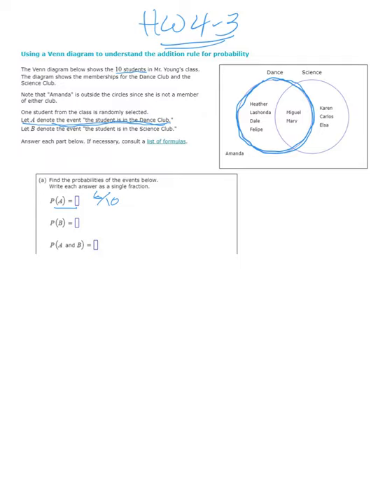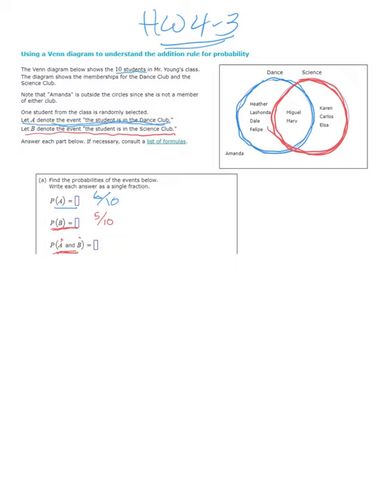All right, event B, students in the science club. Down here I'm looking for the probability of students being in the science club. If I look at the science club, these are the kids in the science club, just here in red, and there are 5 of them. So 5 out of 10 people are in the science club. Now it says, tell me the probability of being in the dance club and the science club.